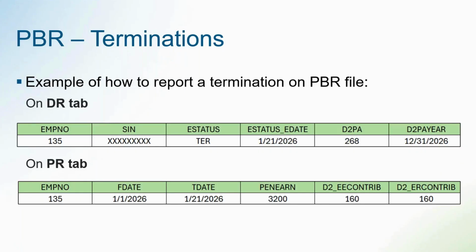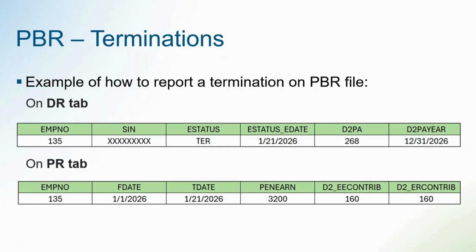Here we have an example of how to report a termination event for a member on the PBR file. On the demographic record or DR tab, the column E-status has the applicable code TER, and the next column, E-status E-date, has the termination date. The pension adjustment is provided in the column D2PA, and then the date in the next column, D2PA year, is the end of the calendar year in which the termination occurred.